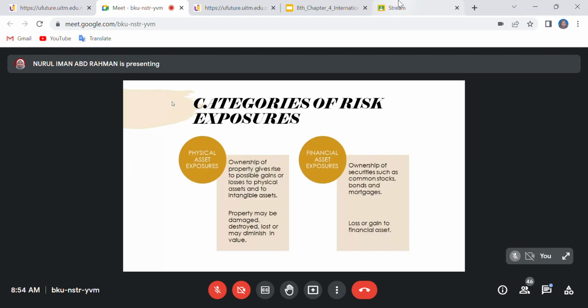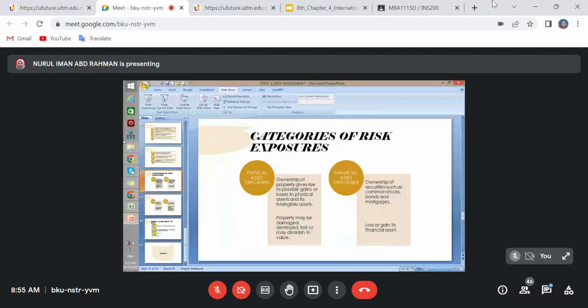Okay, now let's proceed to the categories of risk exposure. So there are 4 risk exposure. This one yang I ask you to answer during the tutorial hari tu. Okay, so let's take a look kejap, kurang jawapan.